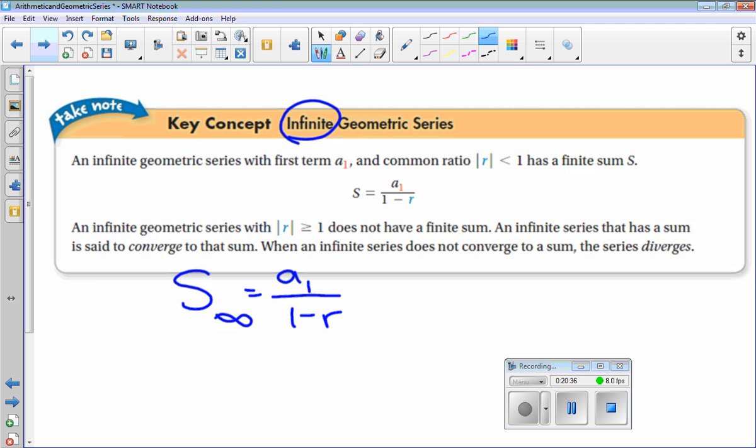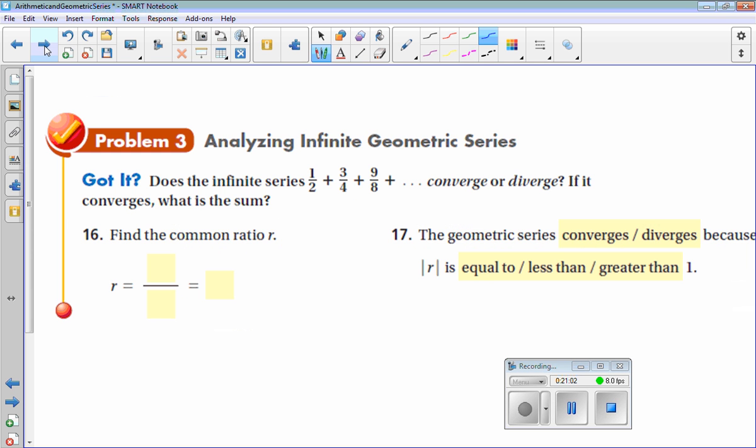Okay. So we actually say that if it's an infinite series, it doesn't actually equal it. It converges, or gets closer and closer and closer to a number. It converges to a number. Okay? It's approximately equal to this particular number. So let's look at an example.